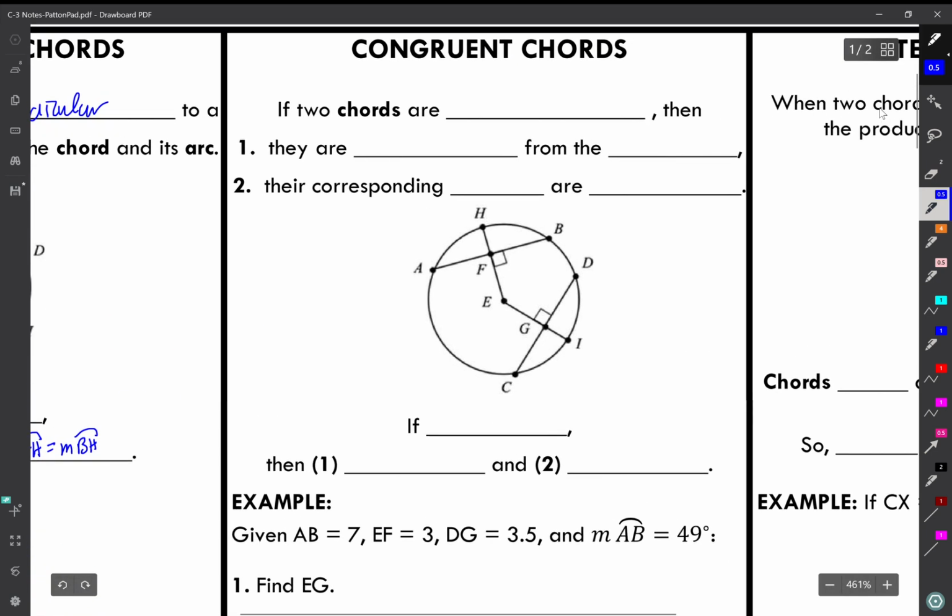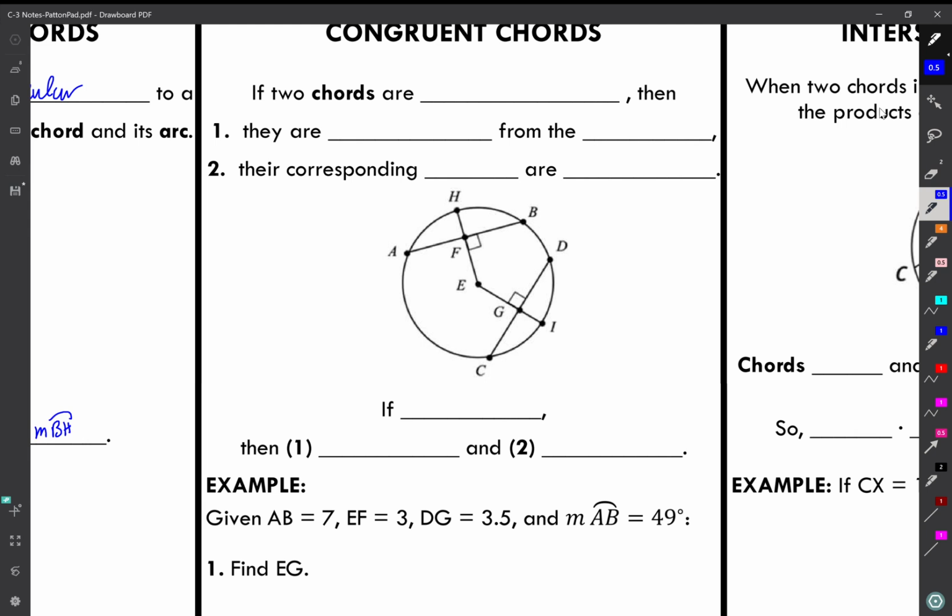All right, congruent chords. If two chords are congruent, then one, they are equidistant from the center. What that will look like in problems you might see is that the little segments you draw from the center to the chord would be congruent like that. So EF and FG would be congruent. Also, their corresponding arcs are congruent.